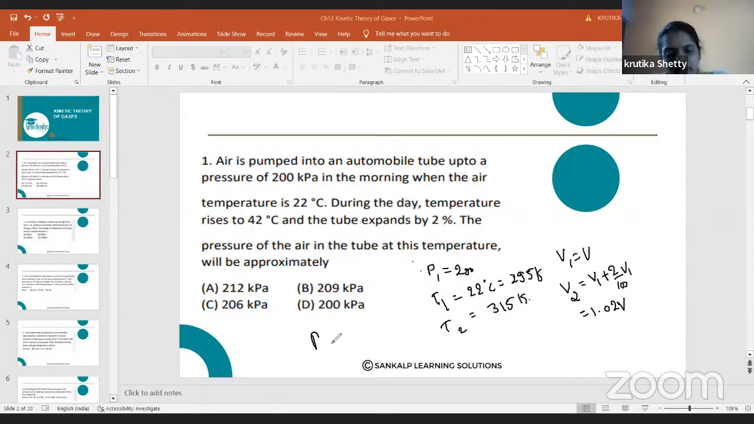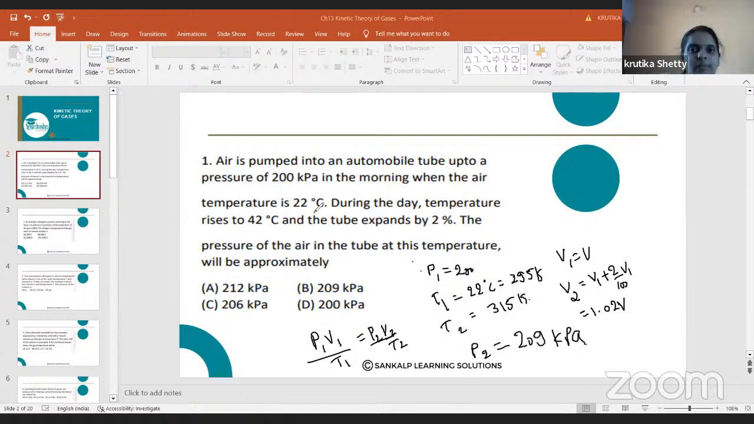So P1 is given as 200. Then we have V1 value as V, T1 value as 295, V2 is 1.02 into V, and T2 is given, that is 305. If we calculate P2 here, we get 209 kilopascal. That is, option B is the right option. Yes, many are getting the answer. Very good. So let us go for the next question.